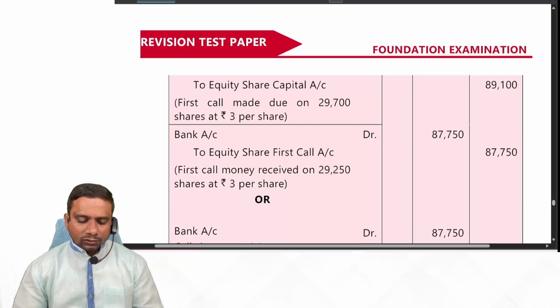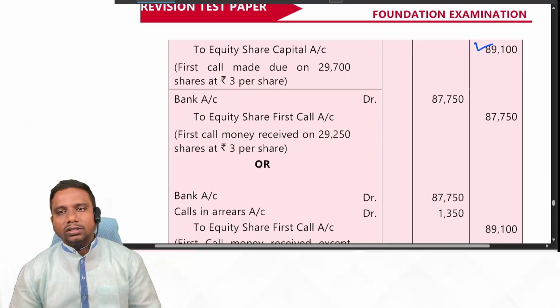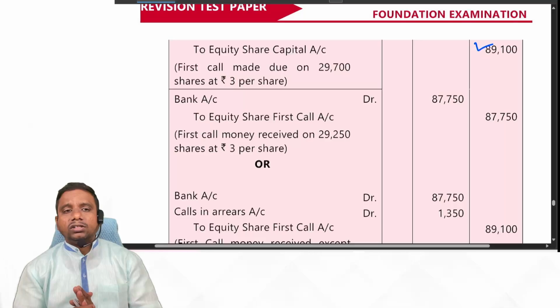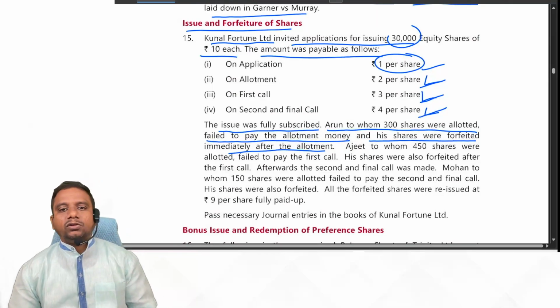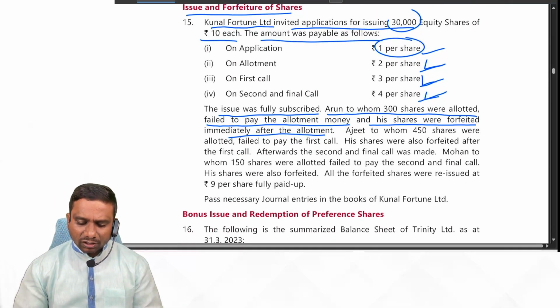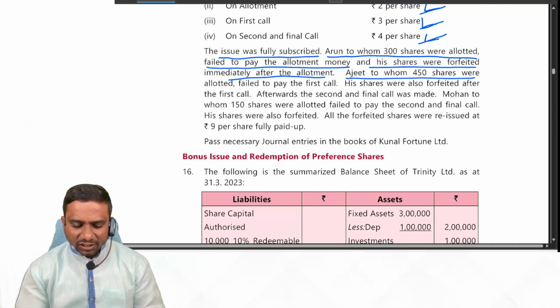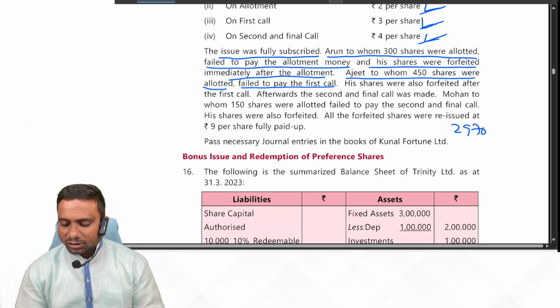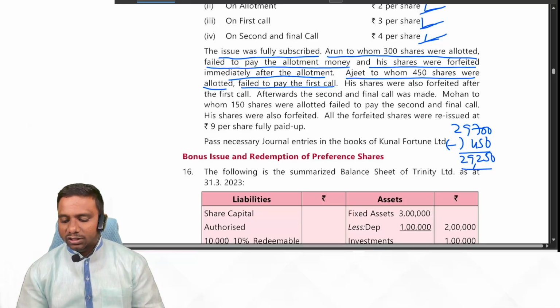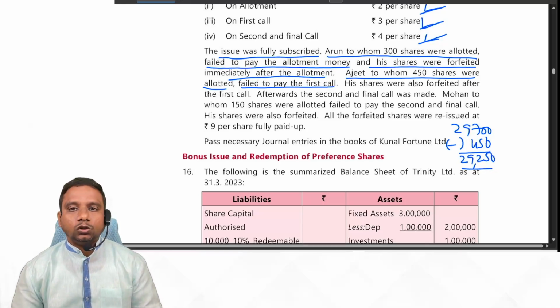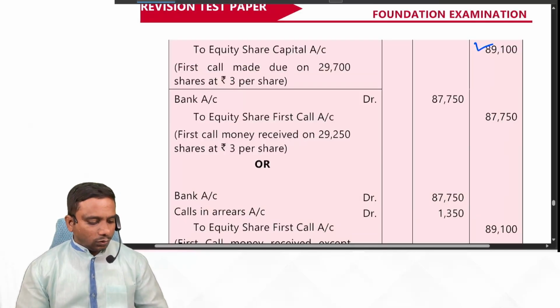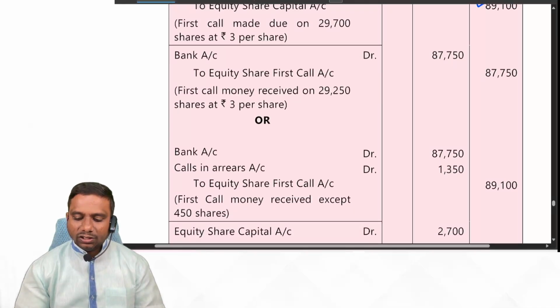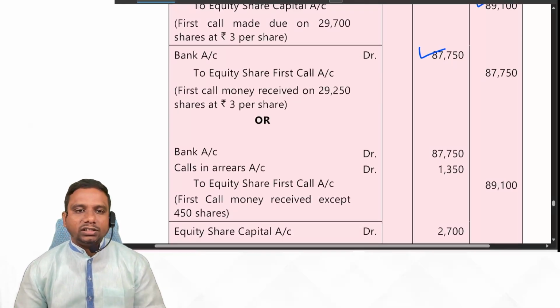To equity share capital 89,100. Now we have to receive 89,100 from shareholders. Observe whether we are receiving it or not. Ajit, to whom 450 shares were allotted, failed to pay the first call. Fine. So 29,700 minus 450 shares, 29,250. Now we receive the amount on 29,250 shares. So 29,250 into 3, we receive 87,750. Bank account debit to equity share first call.